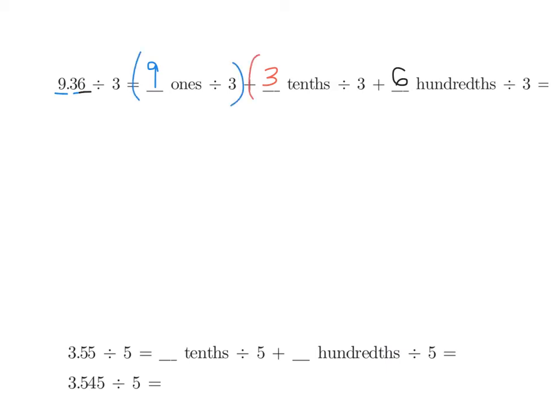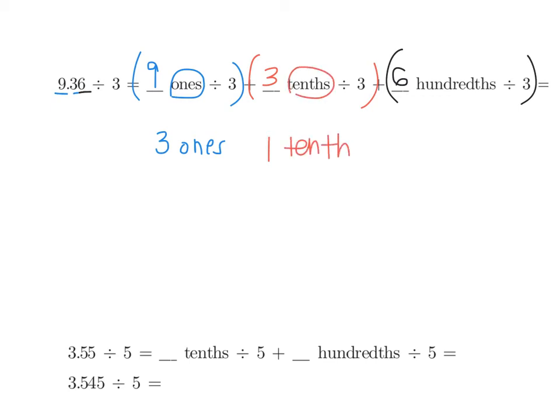If I have 9 ones and I want to split it into 3 equal groups, how much would be in each group? What's 9 divided by 3? Everyone, what's 9 divided by 3? 3. What are my units here? 3 ones. Okay. If I have 3 tenths and I want to split it into 3 groups, how many would be in each group? What's 3 divided by 3? 1. What's my units?